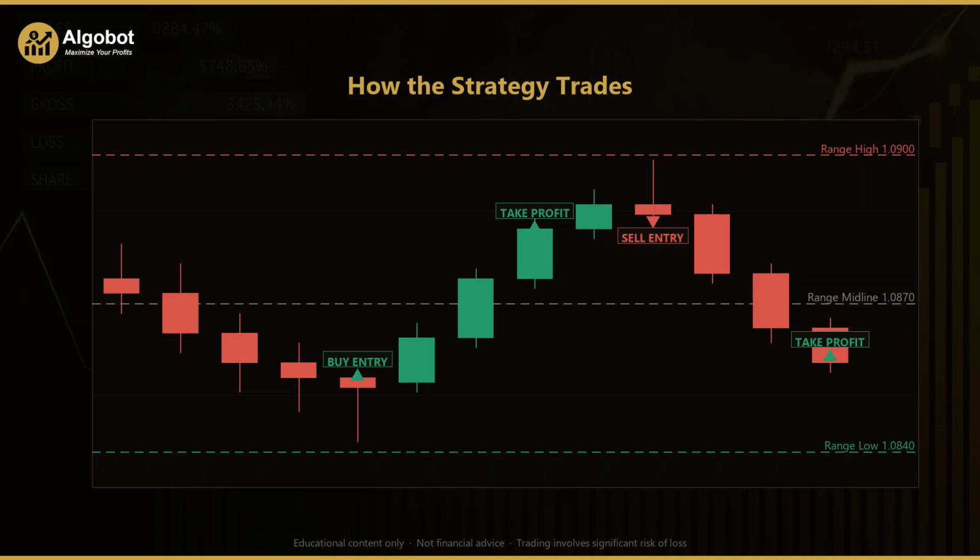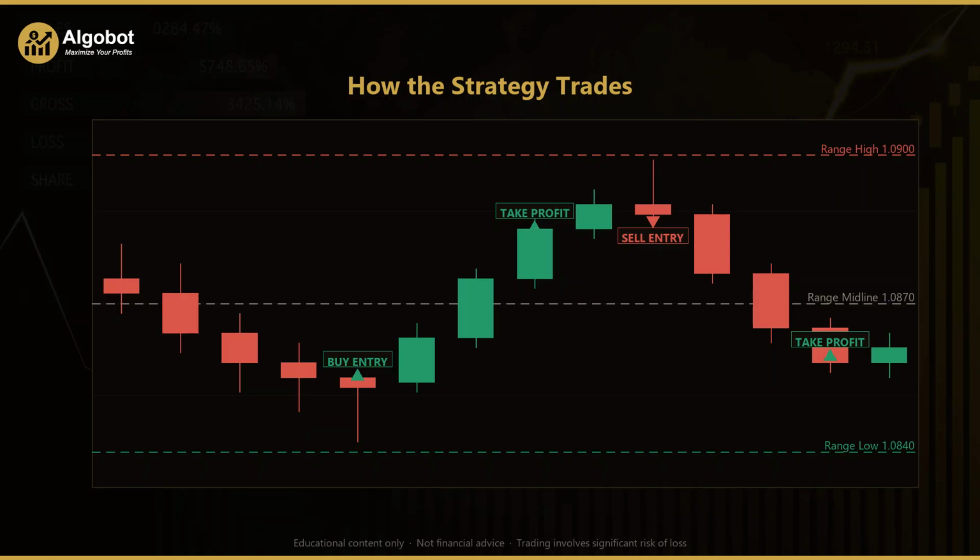Sellers take control, and the market eases lower, candle after candle, away from the upper boundary and back down through the range. Price reaches the take profit marker near the midline, and the short position is closed for another scalp move. 2 trades, both fading a boundary, both targeting the mean.